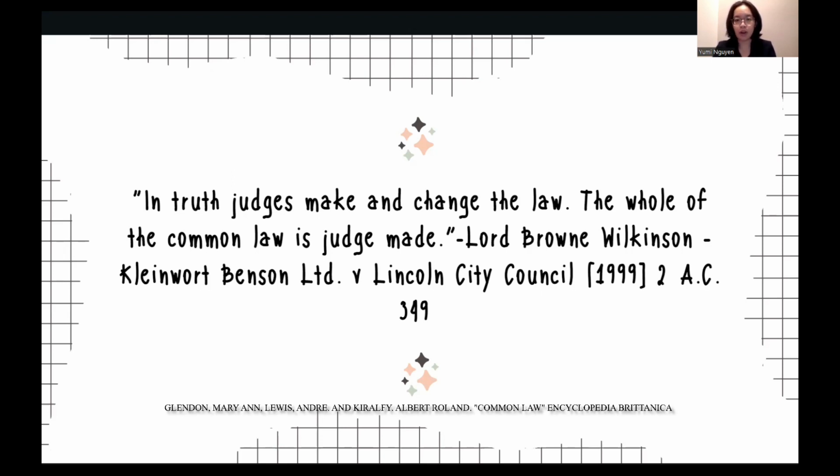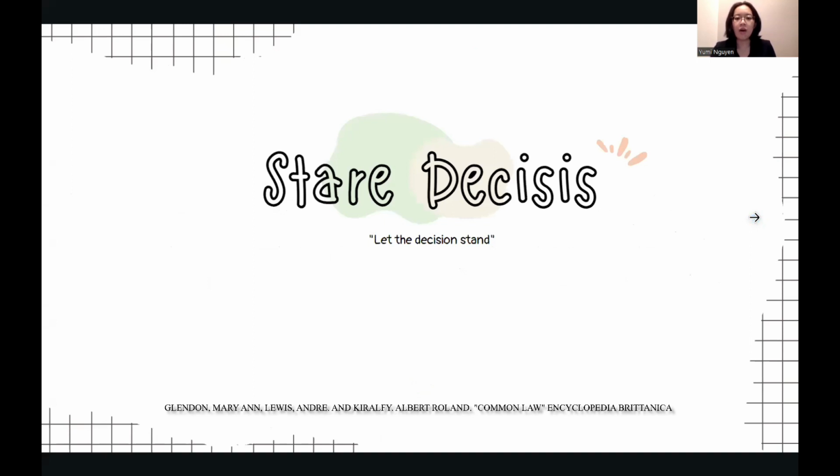During the colonial era, this system was then enforced in multiple areas of the world, namely the majority of the African continent, India, Singapore, and importantly, Malaysia. The common law system is based on the principle of stare decisis. Stare decisis is Latin for "let the decision stand."